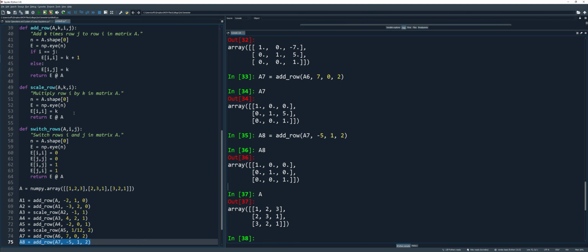So I hope you learned something. In the next video, I will be teaching you how to solve systems of linear equations using this function.